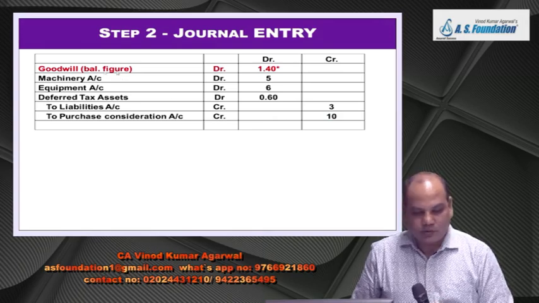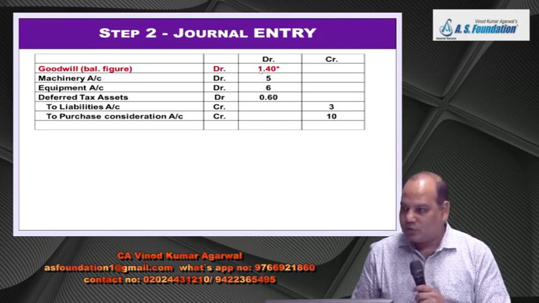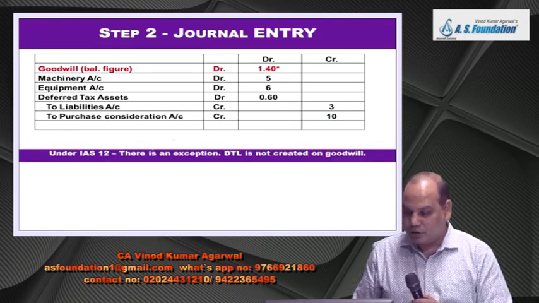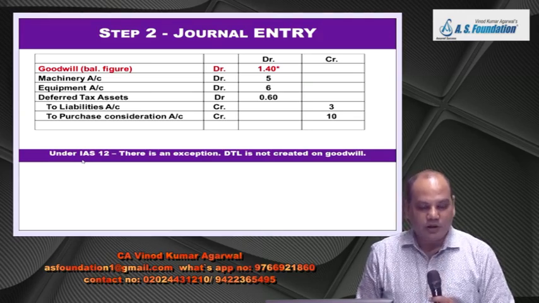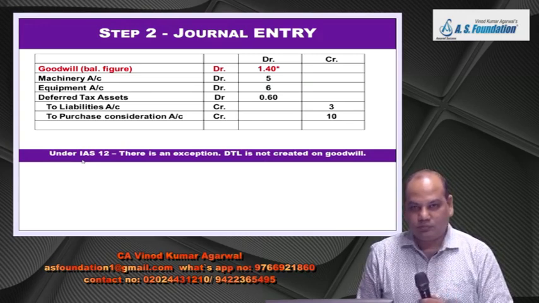If nothing is given, on your own do not do any DTA detail calculation for goodwill. Okay. So write a note only. Under IAS 12 there is an exception. DTL is not created on goodwill.